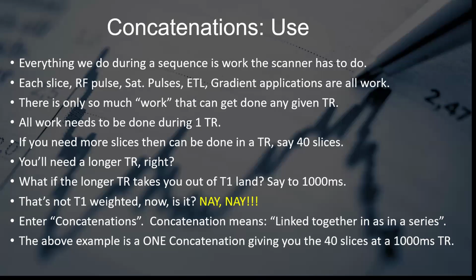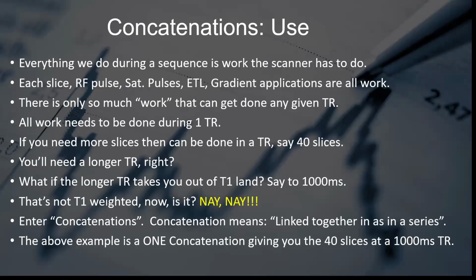The example I like to use is, everything that we do in MRI during a sequence has to be done during the TR. So all your slices, all your RF pulses, your echo trains, everything has to be done within the TR. So if you have a big stack, let's just say 40 slices, you need to scan, say, a humerus from shoulder to elbow, and you need 40 slices, just for yucks, okay? That 40 slices may require 1,000 TR or more, but you can't do T1 with 1,000 TR, correct?